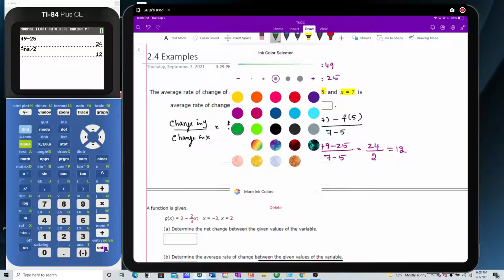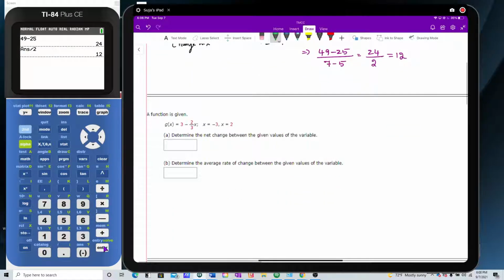Okay, so the next problem is asking you what is the difference between average rate of change and net change. So if you need to find the net change, just subtract the y values. So in this case, if x equals -3, then the corresponding y coordinate would be f of -3, which is 3 minus 2 over 3 times -3. So if I simplify that, the 3 and the 3 cancel, so I get 3 plus 2, which is a 5.